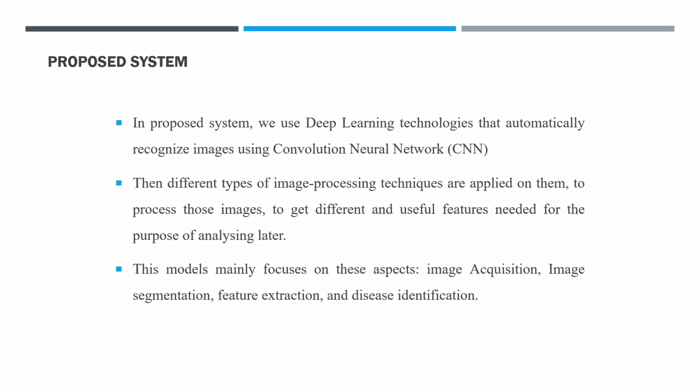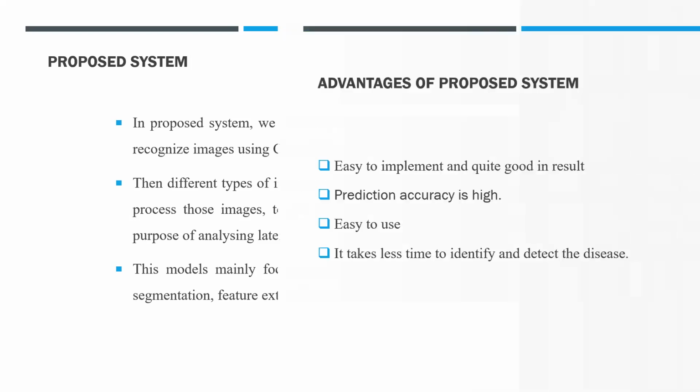And this is the proposed system. In this proposed system, we use deep learning technologies, and that uses the convolutional neural network. Different types of image processing techniques are applied with this convolutional neural network to process those images and get different useful features needed for analyzing data. And here we use 5 types of modules, that is image acquisition, image segmentation, feature extraction, and disease identification.